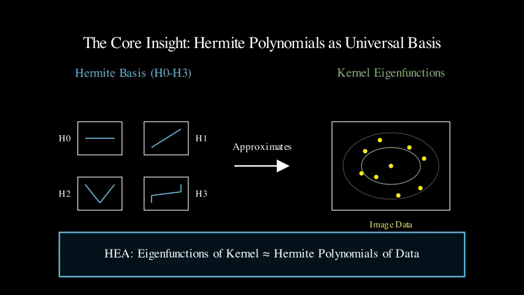This is profound because Hermite polynomials form a complete, orthogonal basis and are linked to the data's underlying distribution. The paper provides analytical proof that this holds true for Gaussian data. Surprisingly, even for non-Gaussian real-world image datasets, the HEA turns out to be a good approximation.